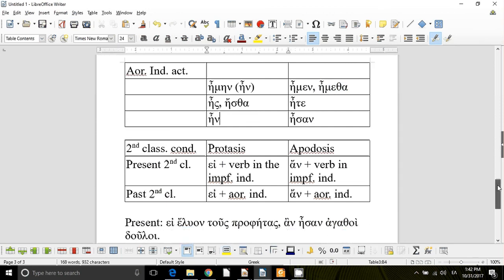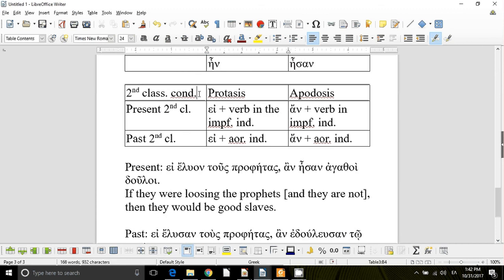And then a new grammatical topic, second-class conditionals. These are unfulfilled conditionals. So the action is unfulfilled. And how are they formed? This always throws English speakers because this is not how we use the imperfect tense. So pay attention to this. If you've had French or Spanish, you're used to this kind of thing. But the present second-class conditional, on the if side, on the protasis, it takes ei, if, plus a verb in the imperfect indicative. So here we're dealing with present time, but we're using the imperfect tense. And then likewise in the apodosis, it will use the imperfect.